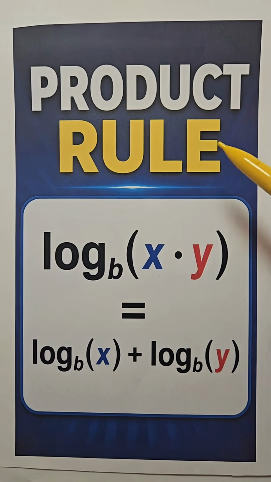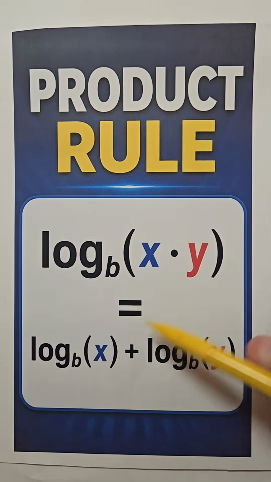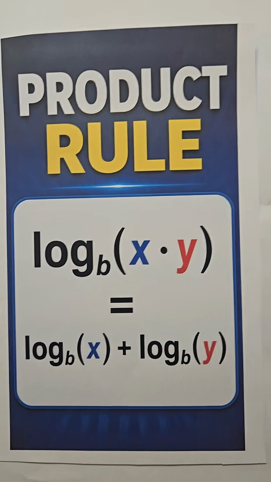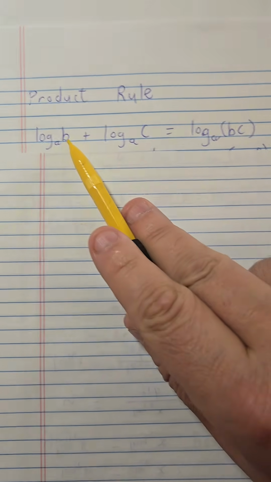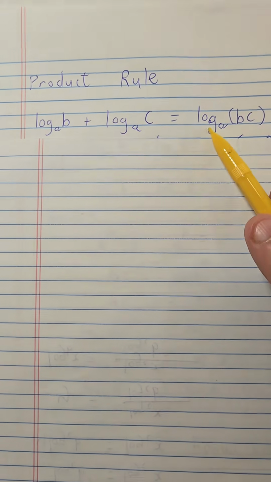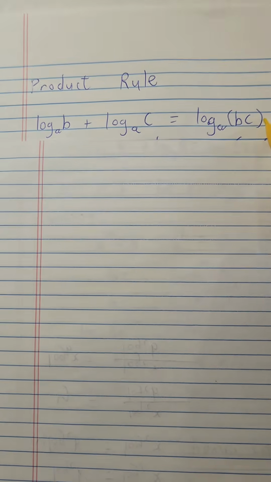Hello. We're going to learn the product rule and I'm going to prove why it's true. And this is what the product rule is. It says if you have a log of one number plus the log of another number to the same base, it's the log of those two numbers being multiplied.